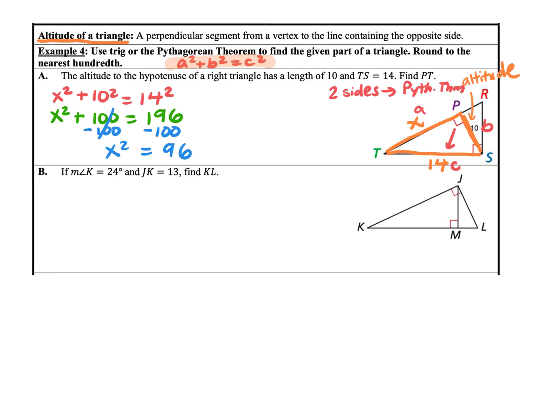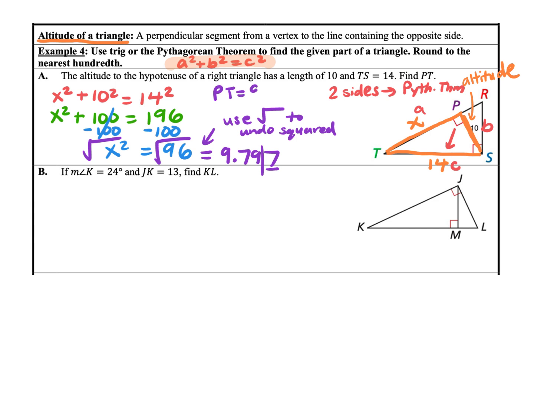Remember that to undo the squared, the 2 exponent, we have to use a square root. So you're going to take your calculator and take the square root of 96. And when you type in the square root of 96 on your calculator, it gives us 9.797. The 7 makes it round up, so for finding PT, we would have PT equals 9.80.